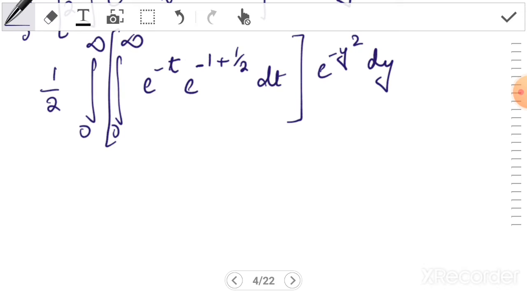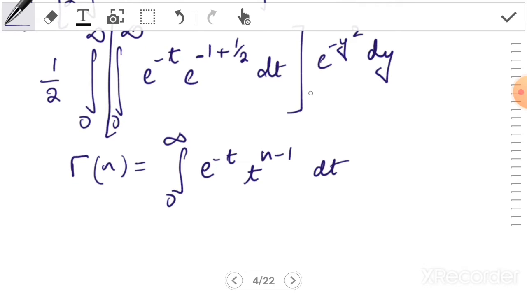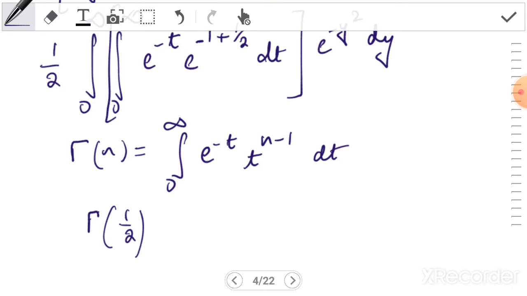Now recall that gamma n was written as 0 to infinity e power minus t and t power n minus 1 dt. Okay, so n is 1 by 2 here, so this is gamma 1 by 2, and we know that gamma 1 by 2 is equal to root pi.